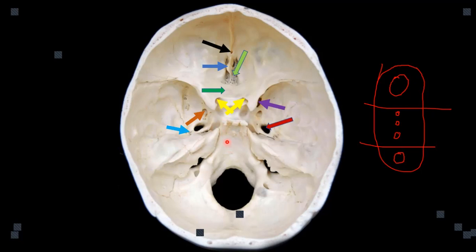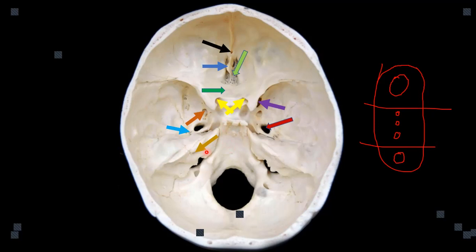Now on to the posterior cranial fossa. We have one, the internal acoustic meatus. So through the internal acoustic meatus, the facial nerve proper, or the motor root of facial nerve, will pass through there. And so with the sensory root of the facial nerve.